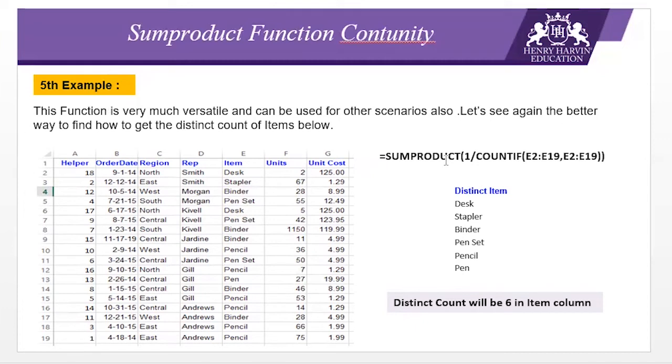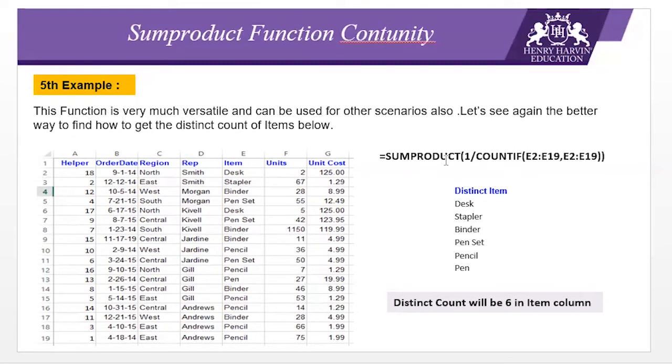This is a function equal to SUMPRODUCT 1 by COUNTIF. So what happens here? We are actually seeing the occurrence of all the items, and we are dividing in equal proportion to all the respective families. So if desk is repeated 2 times here, we are giving 50-50%.